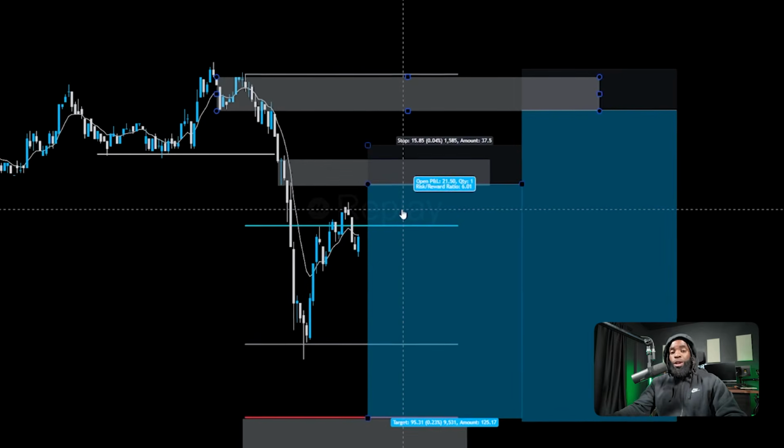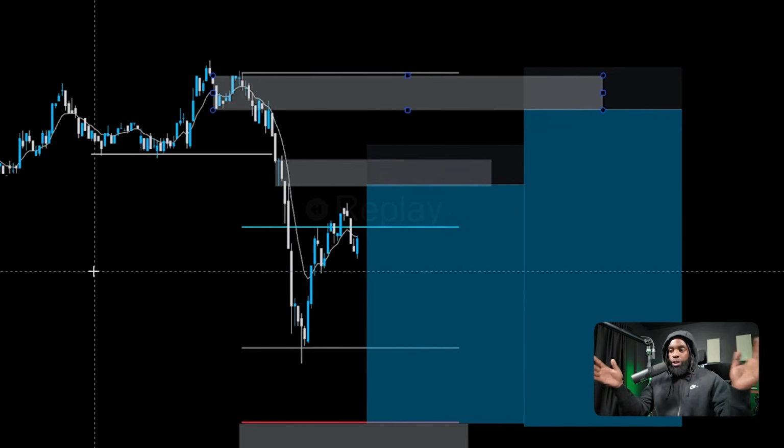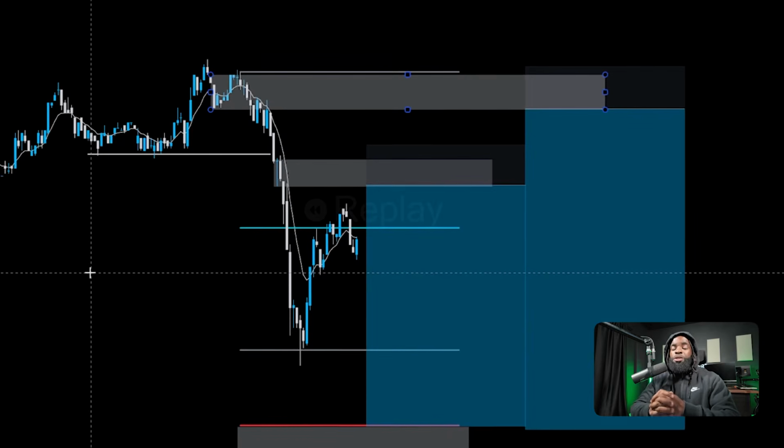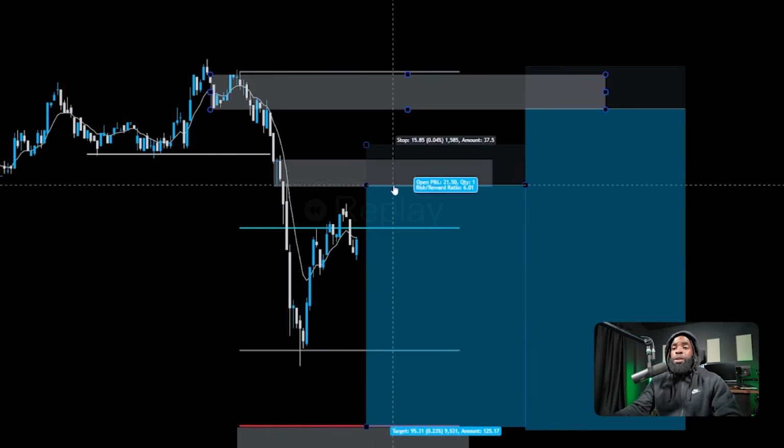Is it at least a 1, 2, 3? Earlier in the video, I said we're going to talk about the risk, and this is where we're talking about it. When you take a trade, every entry should be at least 1, 2, 3. If you don't get a 1, 2, 3, then that is not a trade to take. I'm going to leave it like that because that is the most important thing.